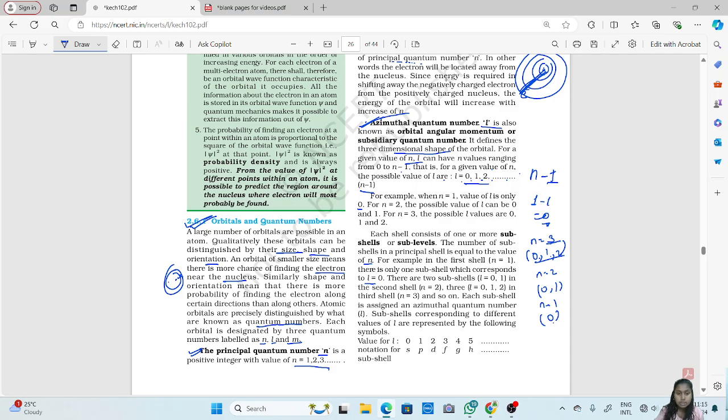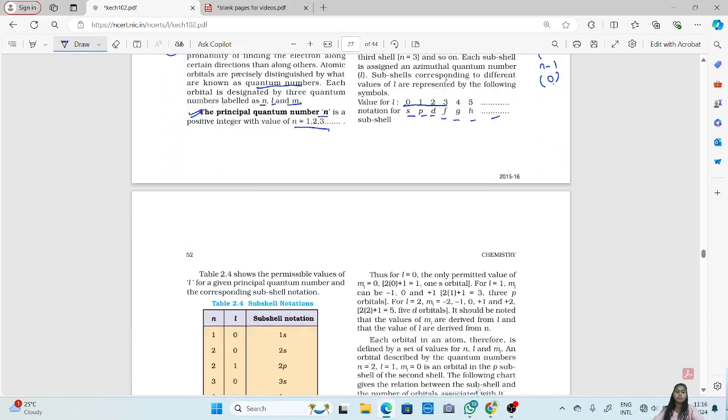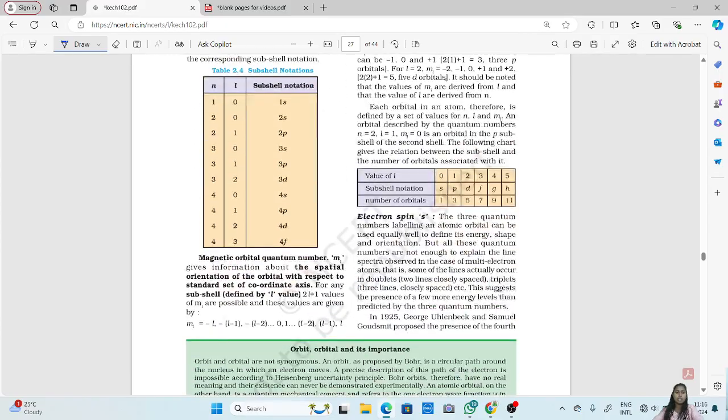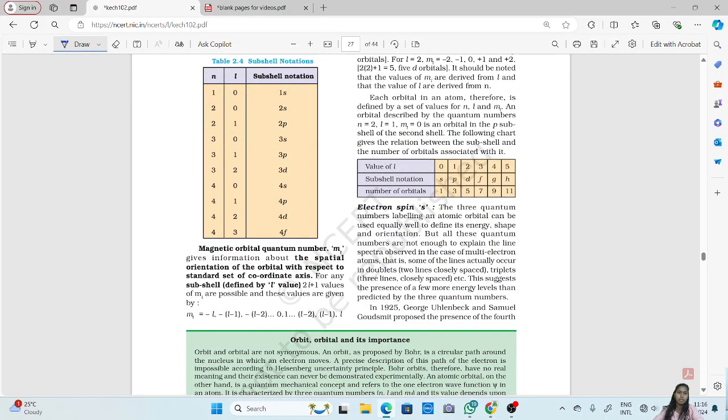Now, subshells corresponding to different values of l are represented by the following symbols. The value of l starts from 0, right? 0, 1, 2, 3, 4, and the notation is s, p, d, f, g, h, and so on. For the principal quantum number, it is K, L, M, N. That is the principal shell, and then we have the subshells.